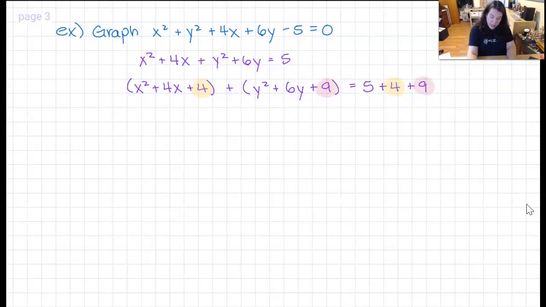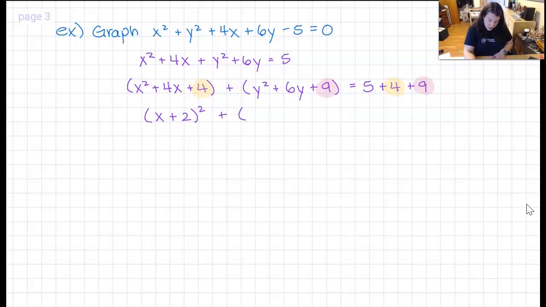But now that we've got that, it's going to be really easy to put it in the right form, because now these are quadratics that are perfect squares. So x squared plus 4x plus 4 can factor into x plus 2 squared. Remember, as long as you completed the square correctly, you always know to take half of b, half of 4 is 2, and that tells you what to put in the parentheses.